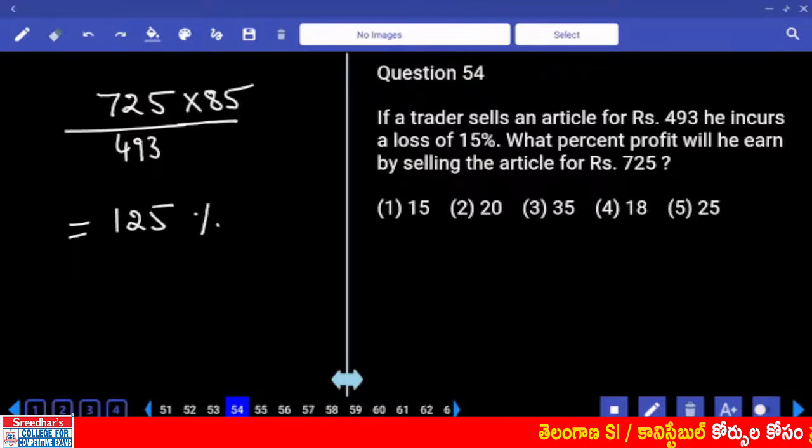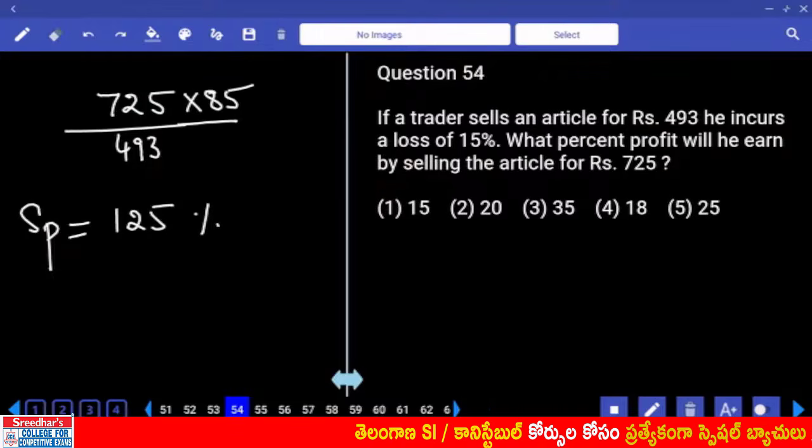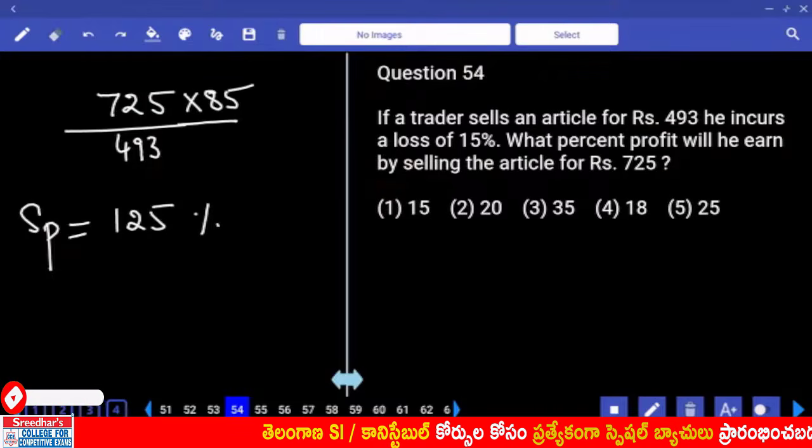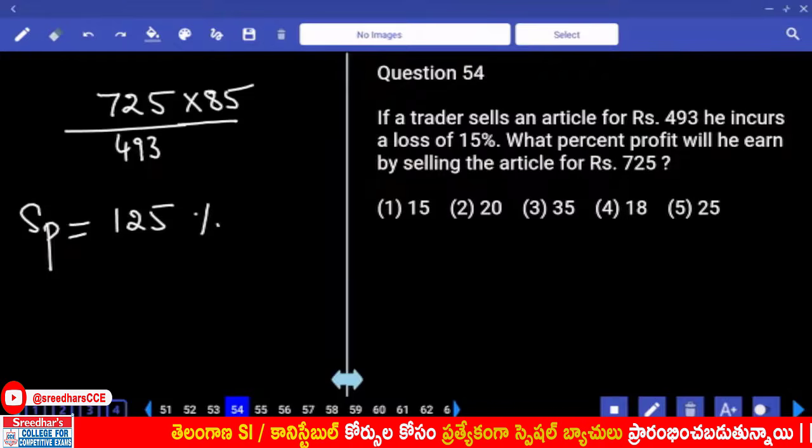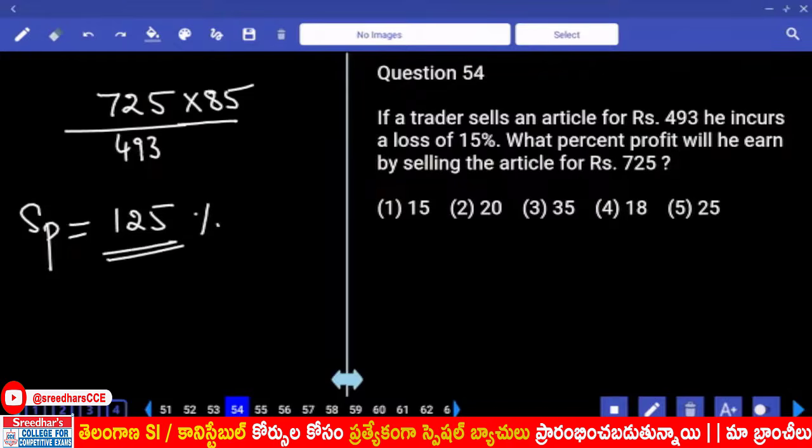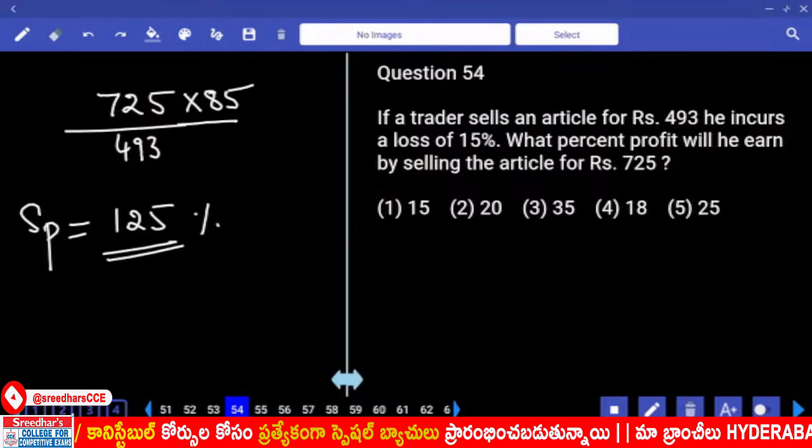If this is equal to 125%, when you are selling it at 125%, how much profit are you making? 25%. Answer, fifth option, correct? Now you need to know how are you getting 125.